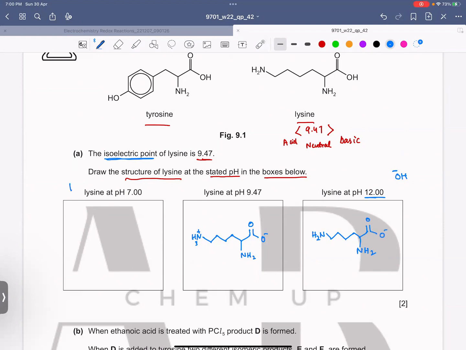At pH 7, there are more hydrogen ions. And as a result, what would happen? The carboxylate ion part, COO negative part, would actually accept this hydrogen ion to form COOH at lower pH. So these are the 3 different structures of lysine at 3 different pH.